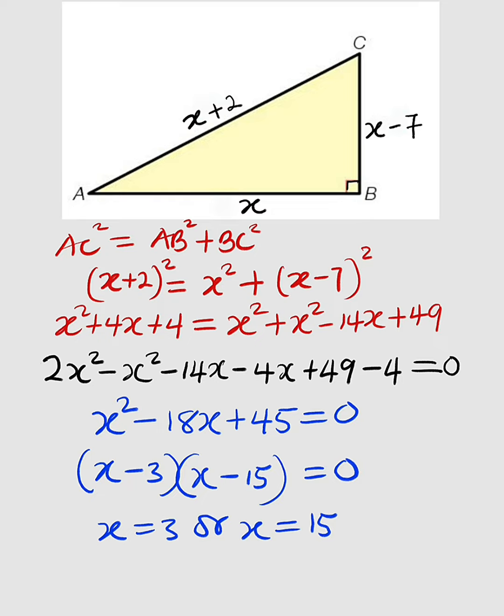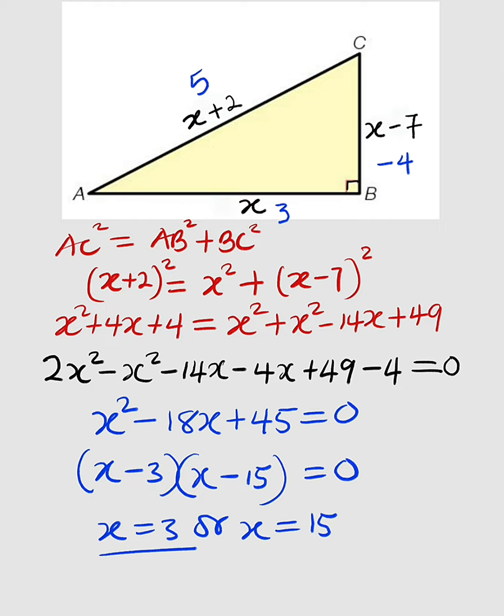But the question is, does this solution really satisfy our original problem? Let us test. If x is equal to 3, you can see that x plus 2 here gives 5, here we have 3, and x minus 7 here gives negative 4. And there is no way we can have a negative length. Therefore, x equal to 3 will never be our solution.